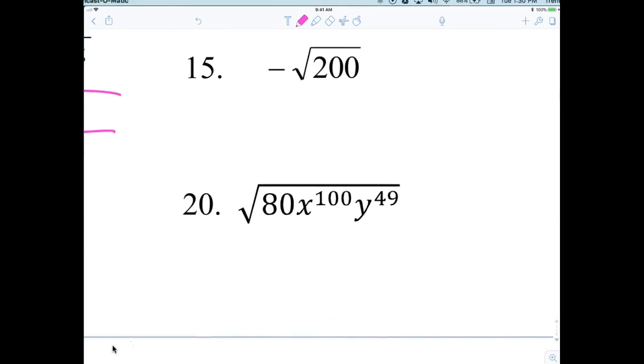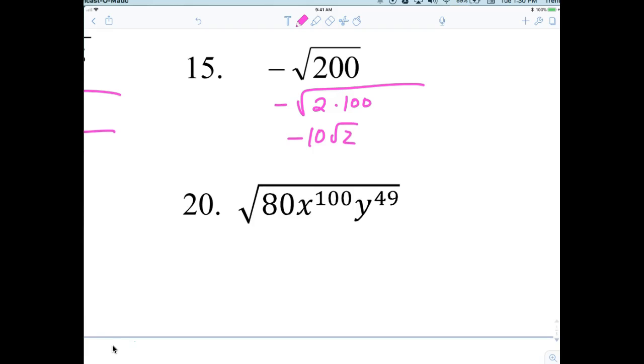What perfect square is in 200? 200. Boy, guys, that was weak. 200. 100 is a perfect square. Oh, that's right. Final answer: 10 radical 2. Sorry, negative 10 radical 2. So far, so good?